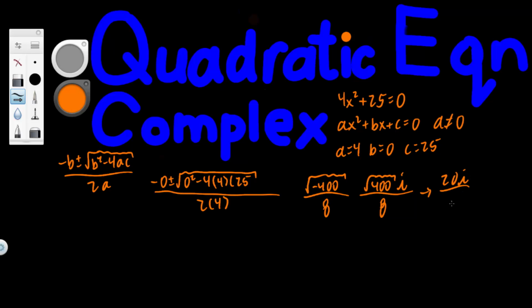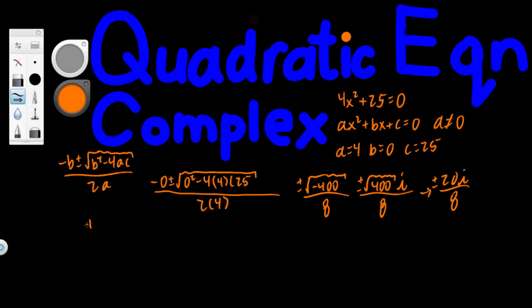So now we have 20i divided by 8. Oop, and this is a party foul here. I forgot this plus or minus for each of these. So we've got the plus or minus for each of these. 20 divided by 8. We end up with, should I do it in fractional form? I'll do it in fractional form. So what do we have? We have 10 divided by 4, and 5 divided by 2.